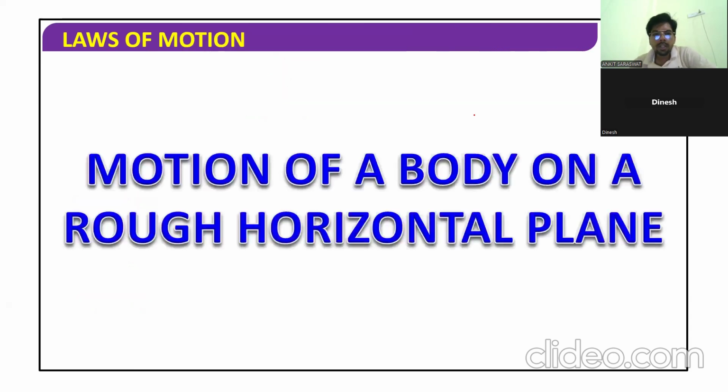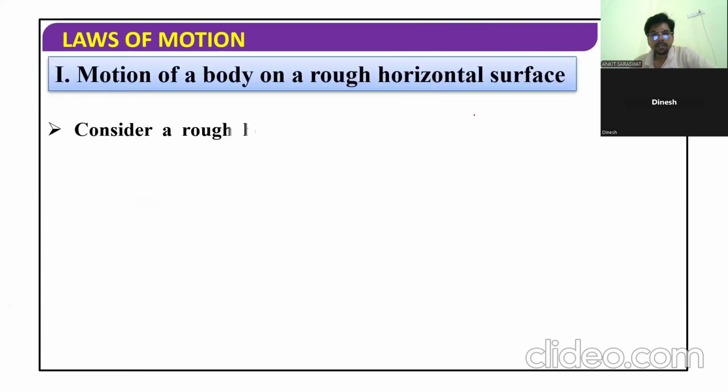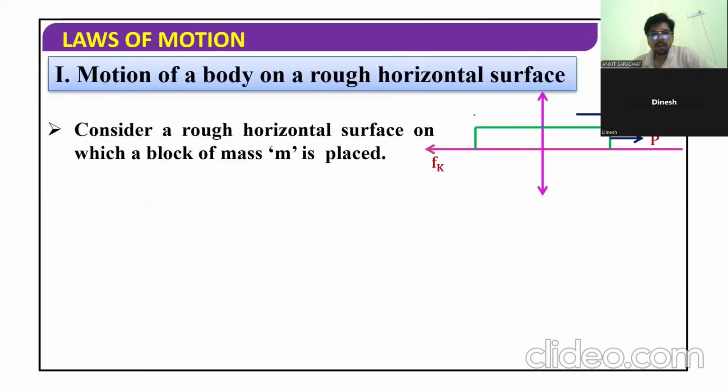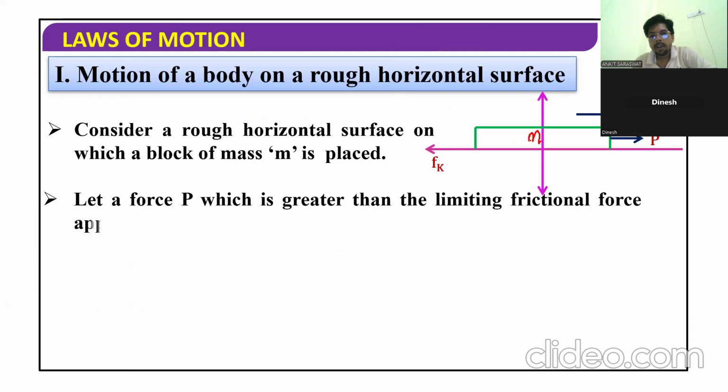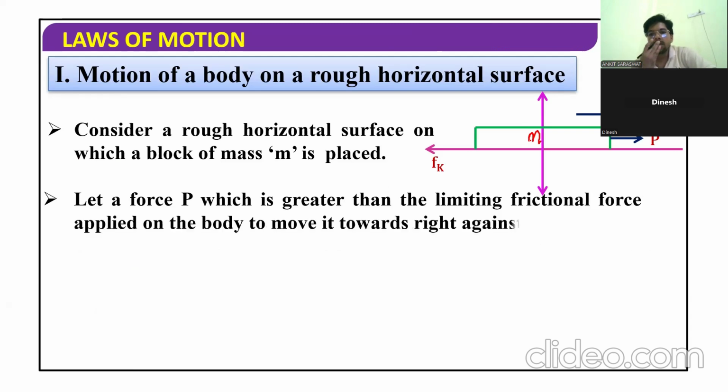Motion of a body on a rough horizontal surface. Consider a rough horizontal surface on which a block having mass m is placed. P is the force applied on the block, which is greater than the limiting frictional force.